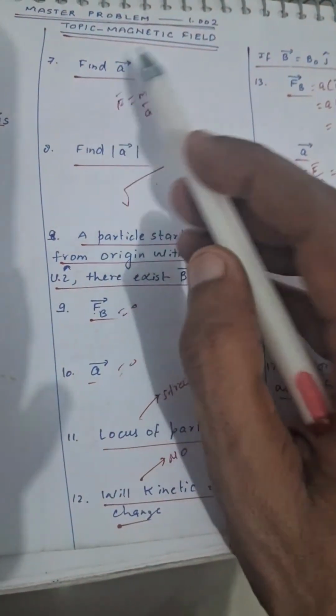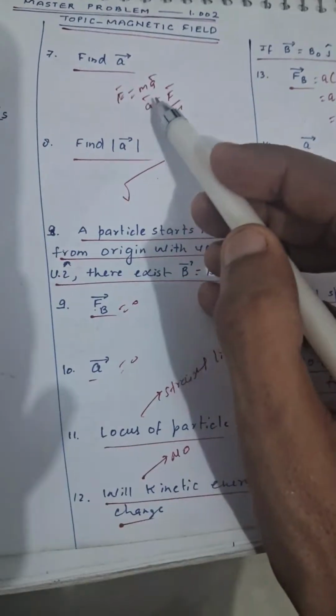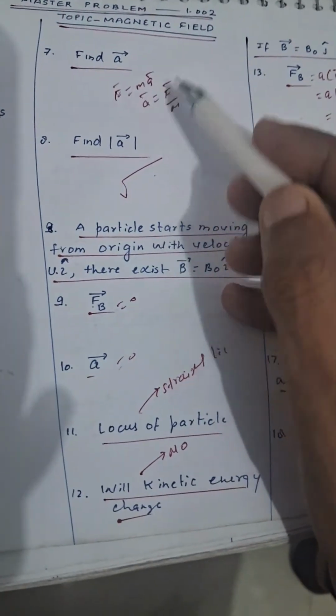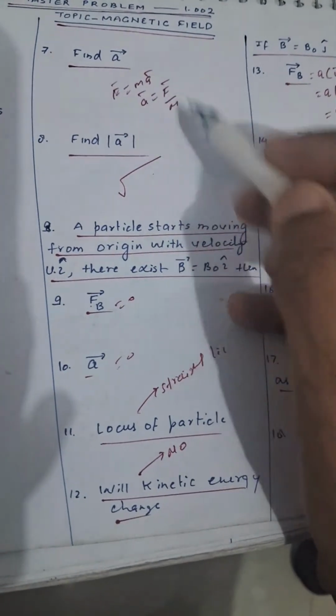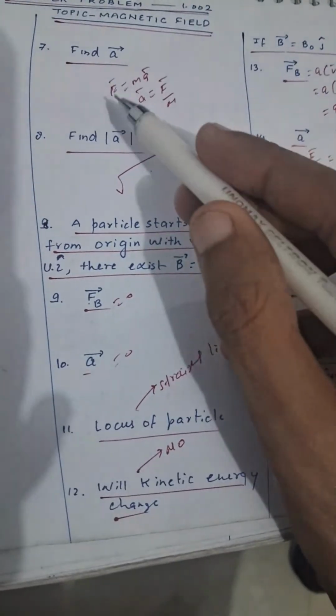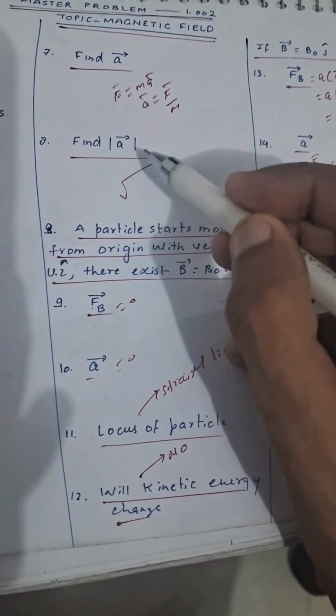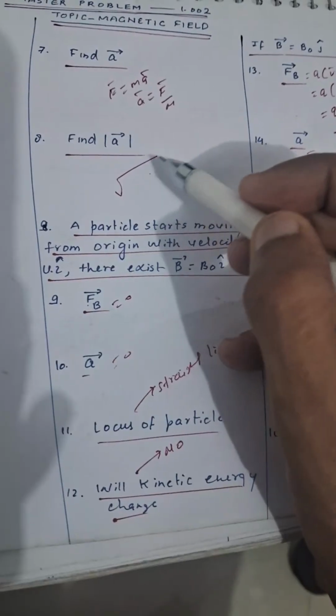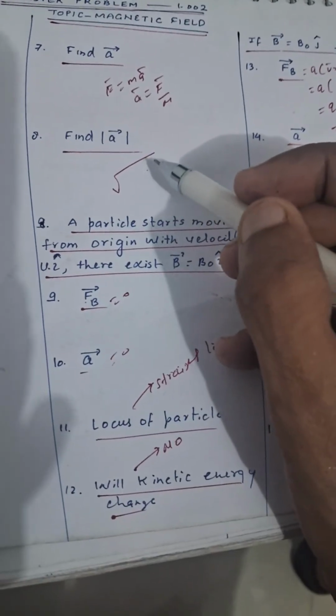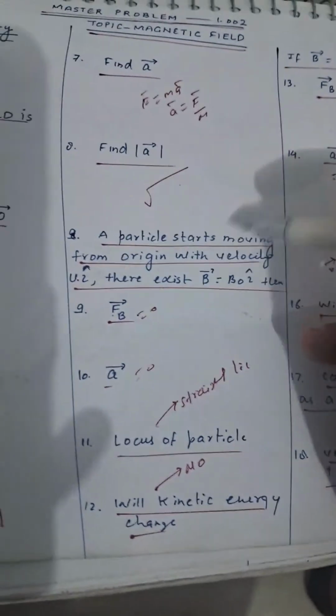Next is we need to find the acceleration. So force is equal to mass into acceleration, that gives acceleration is force by mass. So from here we can find the acceleration. Next is find magnitude of acceleration. So just taking the square of i, j and k terms, we can find the magnitude.